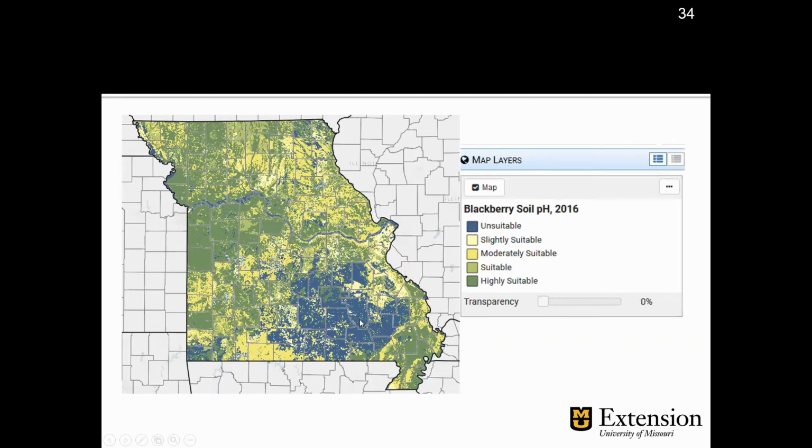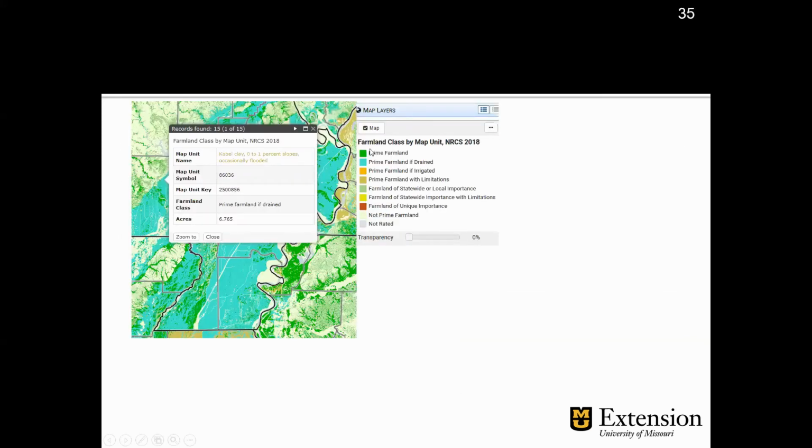However, this search term only tells you if it's suitable or not. You don't know why. Is it because the pH is too high, or is it because the pH is too low? The other search term that I like to look at when you click search is farm class by unit, and notice that there's a year there. We have some historical data. There's some data for 2008, I think, and 2012, and I like to use the latest one.